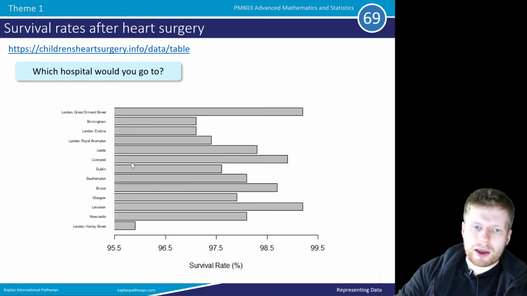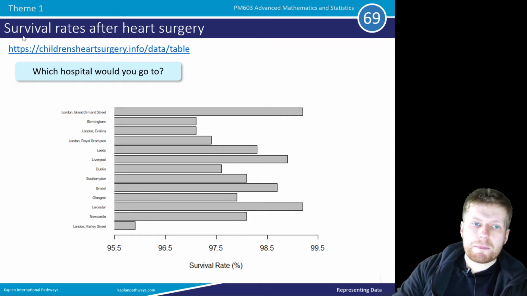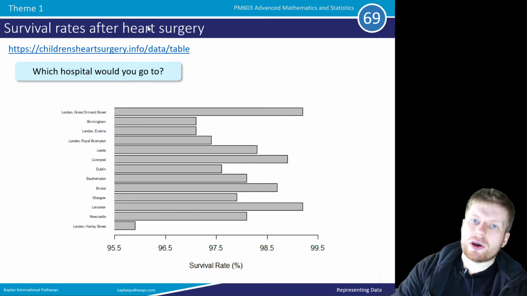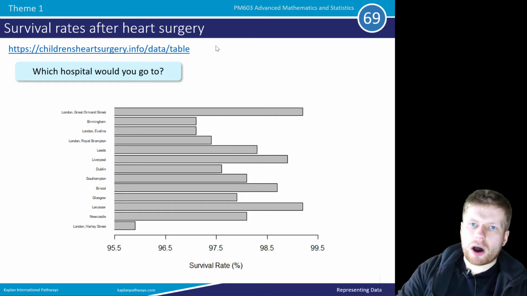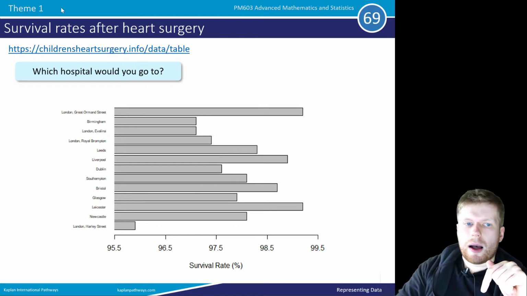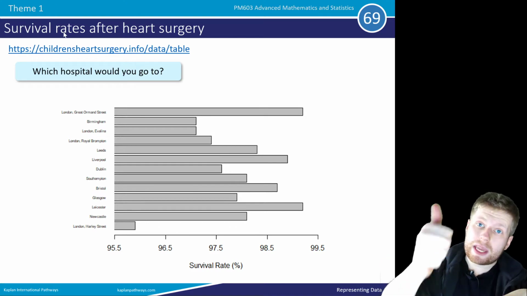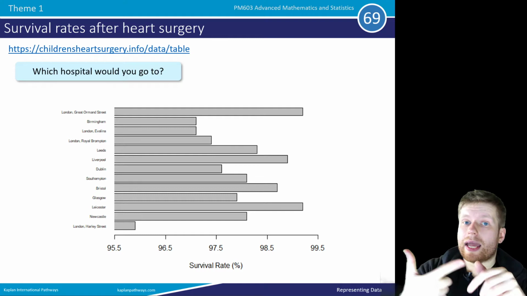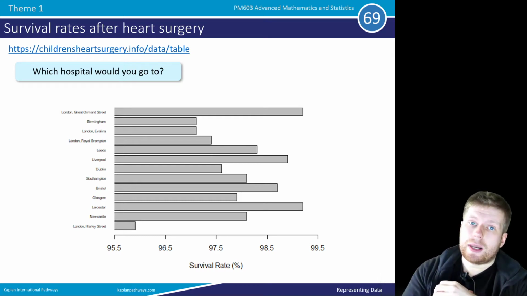So this is true real life data of 13 children's hospitals in the UK. And it basically looks at the survival rates of these children's hospitals after heart surgery. So in other words, if a child goes in for heart surgery, 30 days later, is that child still alive? And the survival rate would just simply be the number of people that are still alive divided by the total number of operations that have taken place.